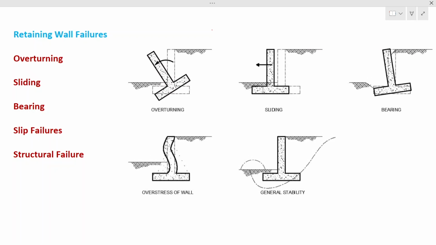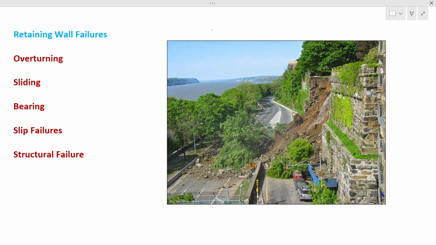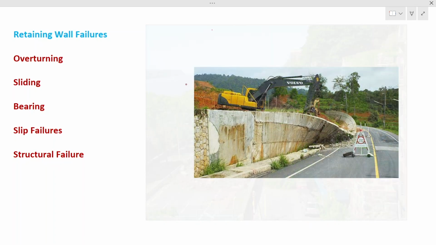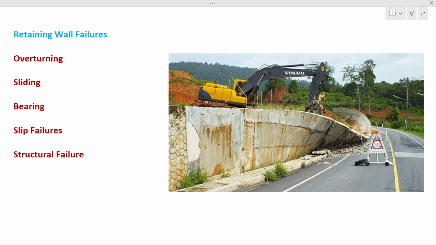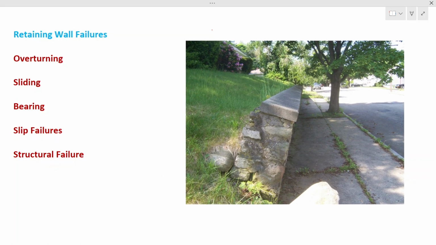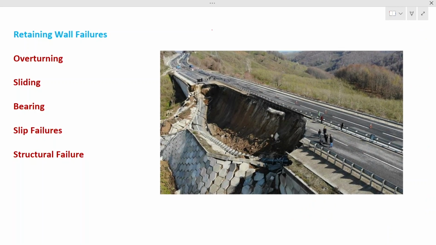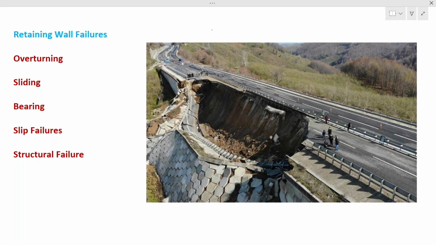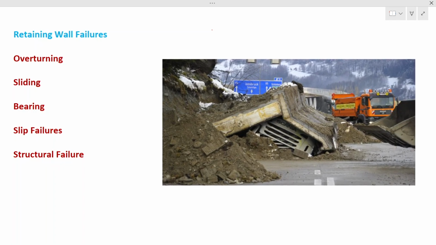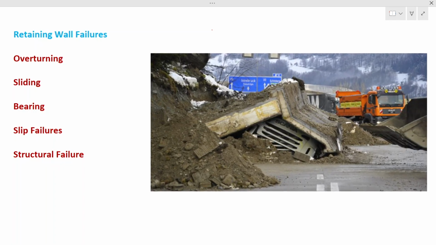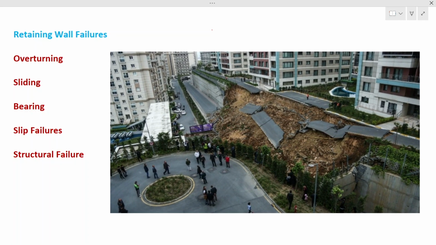Today we are going to discuss retaining wall failures. There are many types of failures in retaining walls. When you construct a retaining wall, we have to be very careful. We have to make sure it does not fail. For that, you should know the methods of failure. There are several failures I have listed here. All those types of failures will be discussed today, and the methods of overcoming these failures will also be discussed. Right, let's start our discussion.